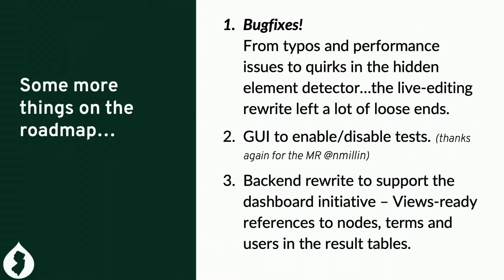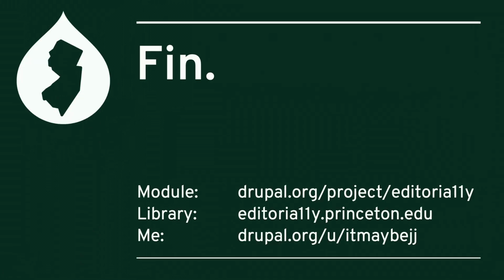And the other thing I'm hoping to get to this year is a back-end rewrite. There's a dashboard initiative going on to try to integrate all of these sorts of tools. So I would love to have entity references to the actual nodes in my tables so that Views could use my stuff all over the place, like your content dashboard for the site. You could just put the issue count in there. So that's kind of what's on my mind. Yeah. So send me pull requests, ideas, help, please. It's open source. That's what I got. Questions?